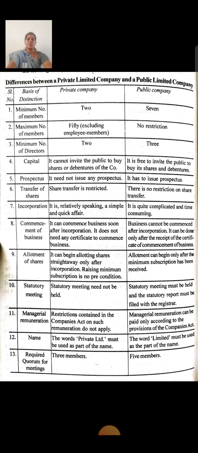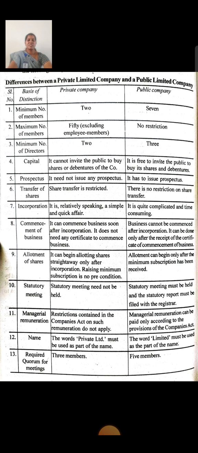Okay, the next one is the prospectus. A private company need not issue any prospectus. A public company has to issue a prospectus, which is very important. So only the public company issues the prospectus; a private company does not issue the prospectus.